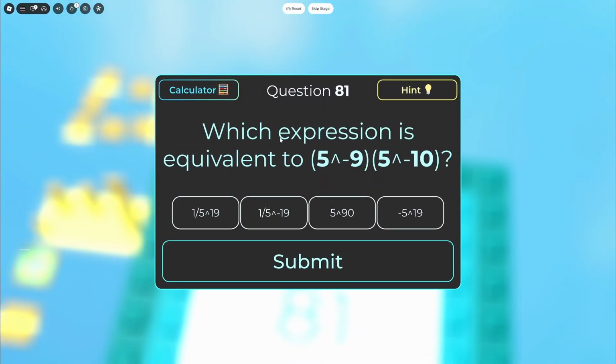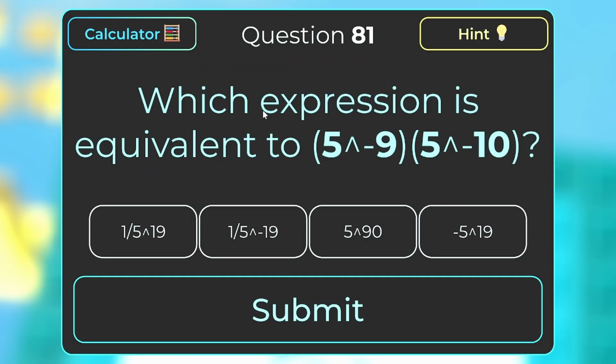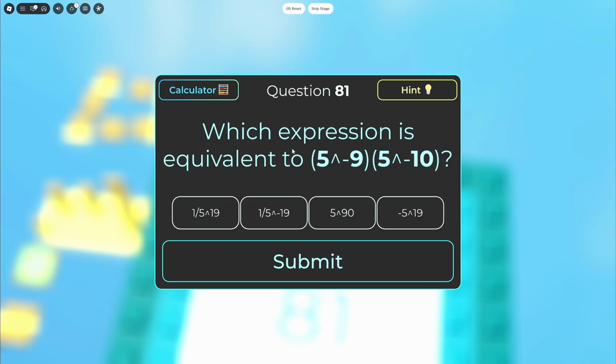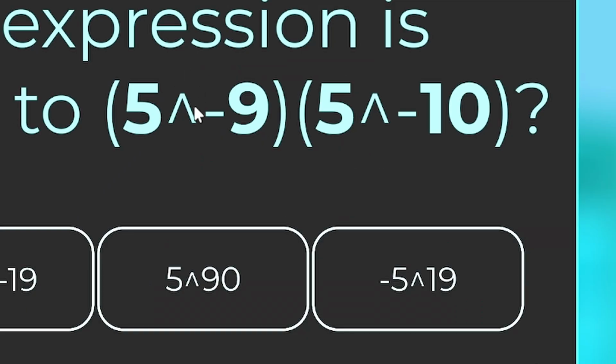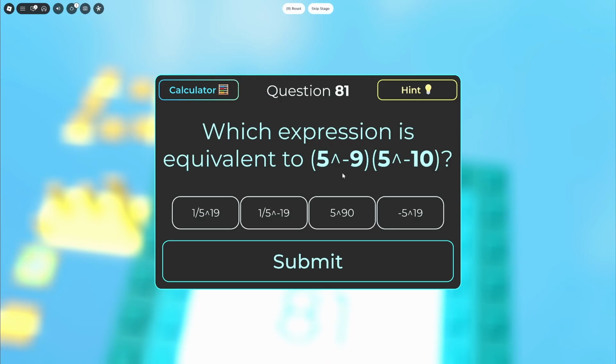Which expression is equivalent to 5 to the power of -9 and 5 to the power of -10? That's a good question. Okay, I think I know the answer. This is exponents, which is what the caret thing up here is. They can't technically be negative in the answer, so you have to flip the fraction and make it 1/5, and then that should make both of these exponents positive, which makes that, I think.